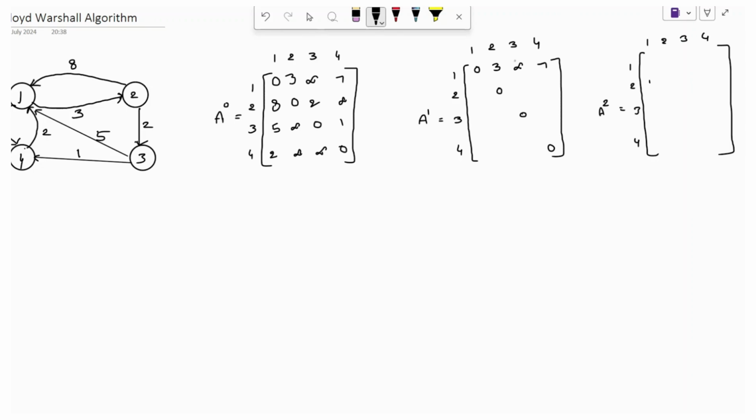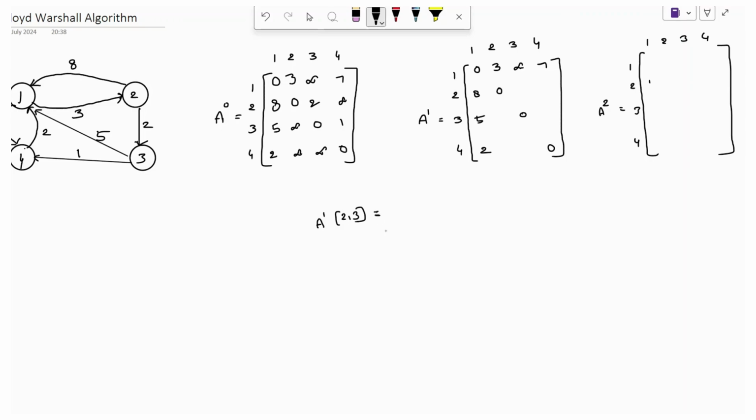Why am I giving the same values? Because 1 is already included in the path. 1 to 2 means I am going via 1 only, so there is no change. That's why I am writing the same values. Similarly, if you see this column also, the entries to 1 will be the same because 1 is included in our path. 2 to 1 is 8, 3 to 1 is 5, and then 4 to 1 is 2. The remaining entries we have to calculate. So I have to calculate A1 of 2, 3.